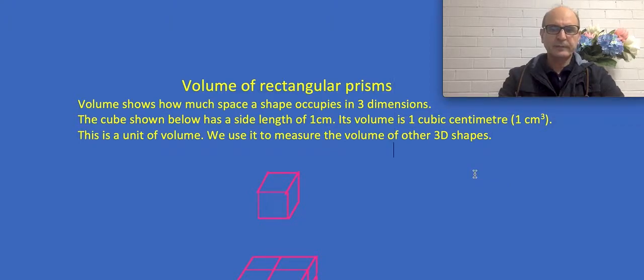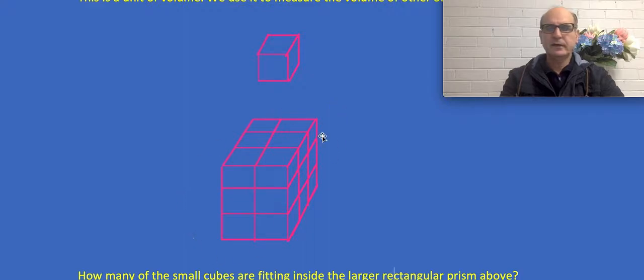For example, if you look at this rectangular prism, how many of these cubes can you see fitting inside? You can just count them, and if you gave the answer as 18, your answer is right. There are 18 of them fitting inside this larger rectangular prism. So the volume of that is 18 cubic centimeters.